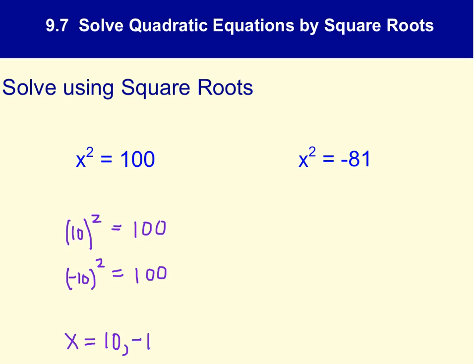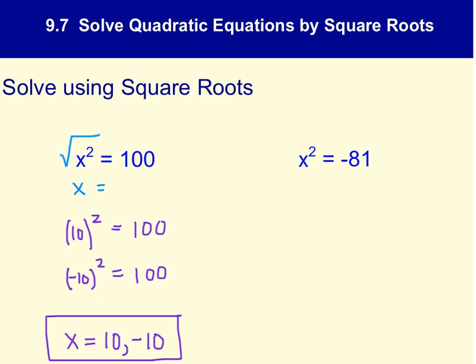So we get two answers for x on these. Just like when we factored, we got two answers for x. When you solve using square roots, you could get two answers for x. The mathematical way of solving, we have a squared. The opposite of squaring is taking the square root. A square root cancels out a squared, leaving you with just x.